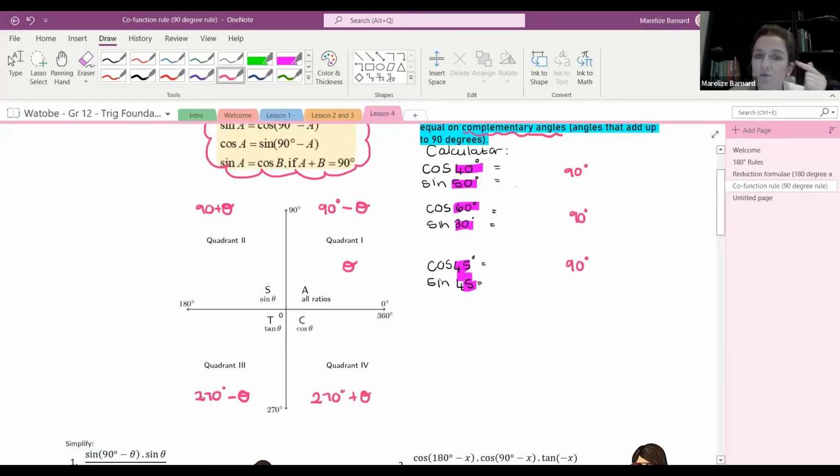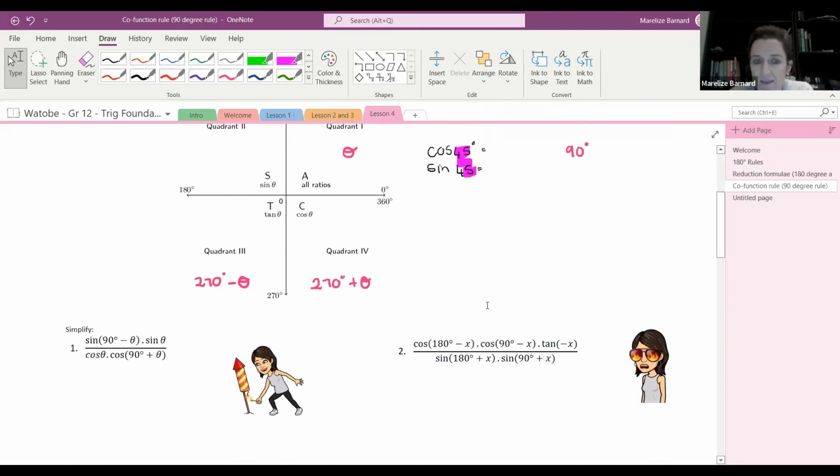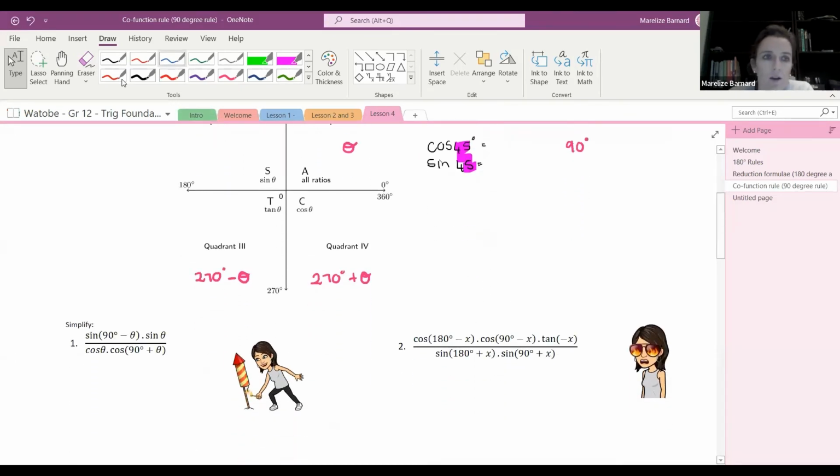The cofunction rule only comes into play when you are working with complementary angles. And what happens when we do our cofunction rule? Sine changes to cos, and cos changes to sine. That is what our cofunction rule says. Why? Because for complementary angles, they are the same.